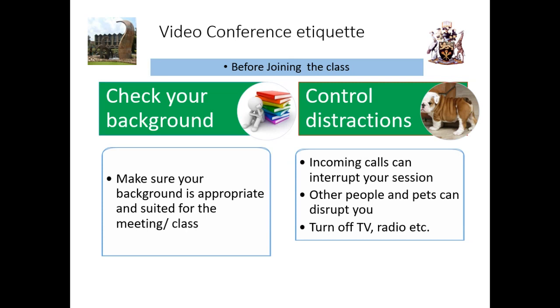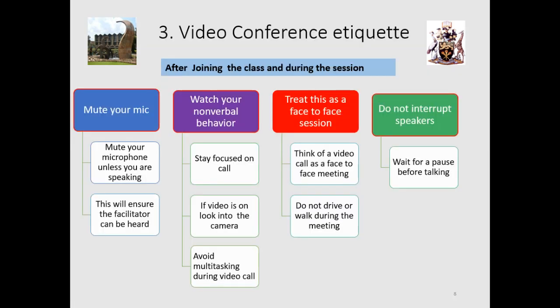Then control distractions. Incoming calls can be one of them. That is your phone. Make sure you mute your phone, or if you have an alternative internet, you can decide to go on airplane mode. Or other people can also disrupt your meeting. You can turn off your TV and your radio. That's all.